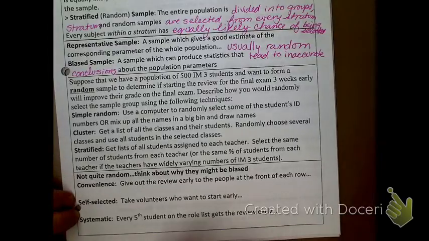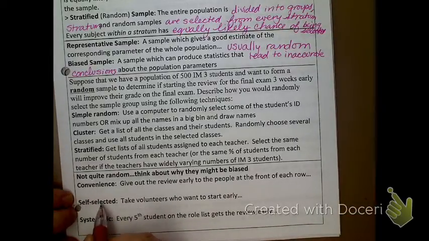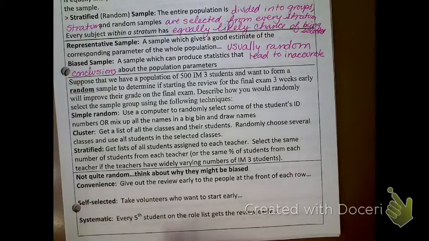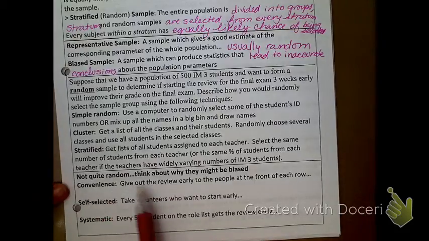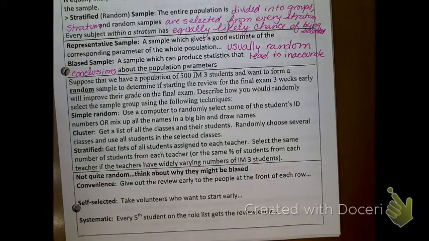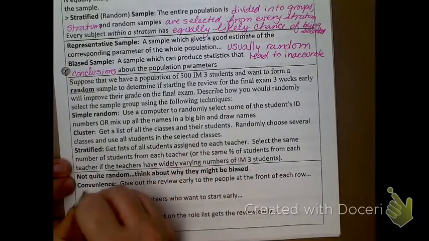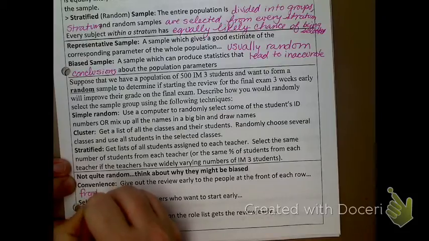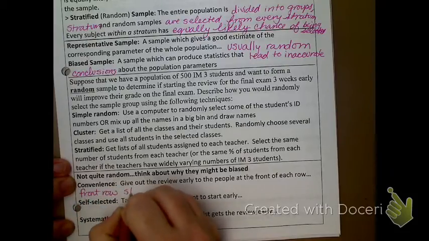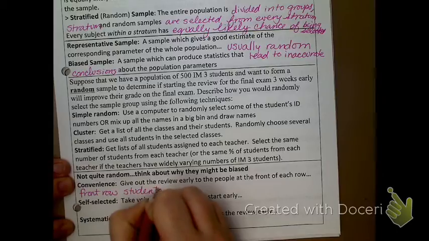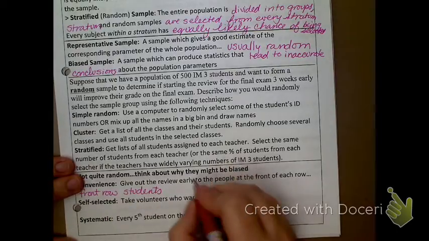All right, so convenient samples, self-selected samples, and systematic samples are not quite random. Think about why they might be biased. So if I have a convenient sample where I give out the review early to the people at the front of each row, why might that be biased? Well, it might be biased because front row students may sit in the front row for a reason.